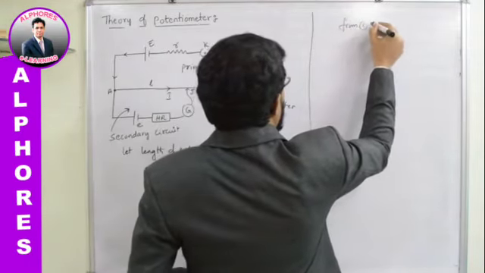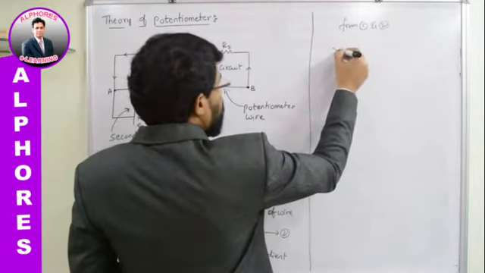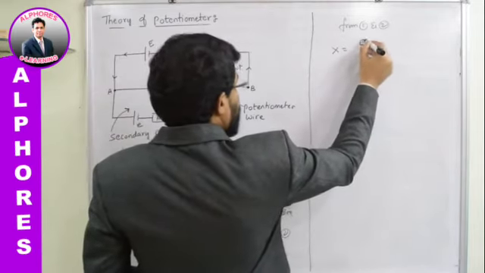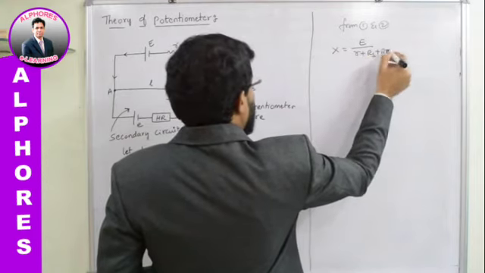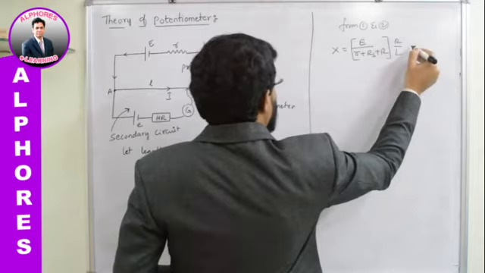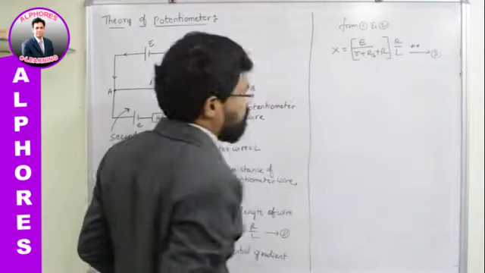From 1 and 2, what can I write? I can write potential gradient as E by R plus RS plus r into R by L. So this is one important equation here. Let us take it as equation number 3.